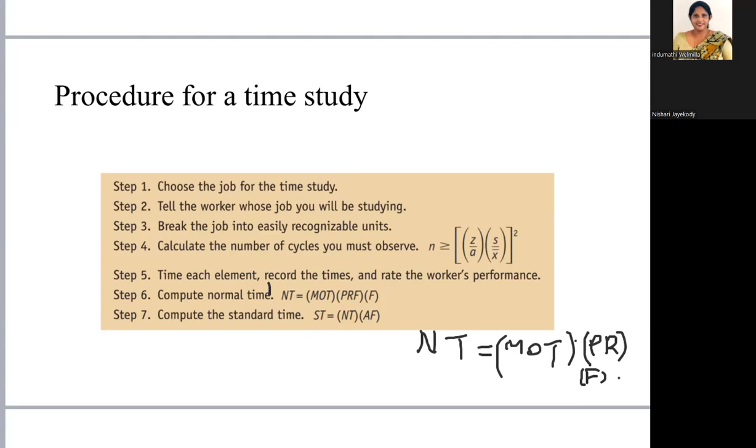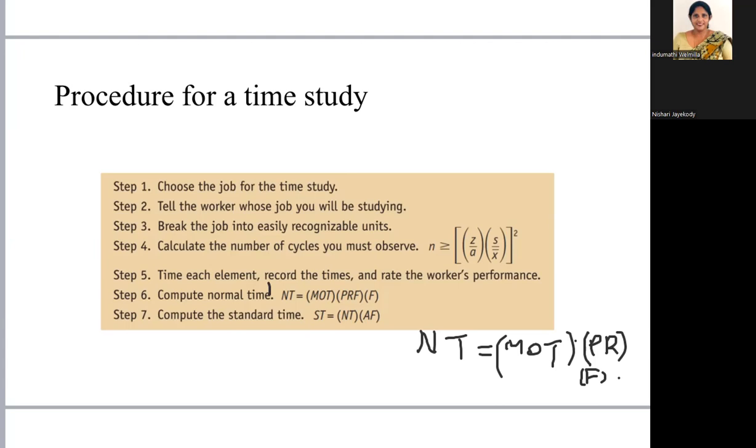So remember that the performance rating factor is known and the frequency of occurrence must be known for you to calculate the normal time. The normal time for preparing a large, so as an example, we can understand this through the example.